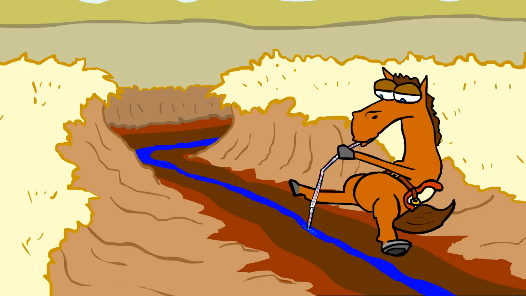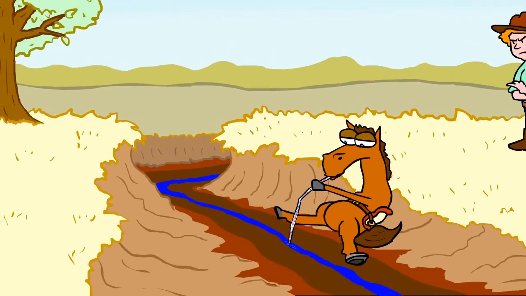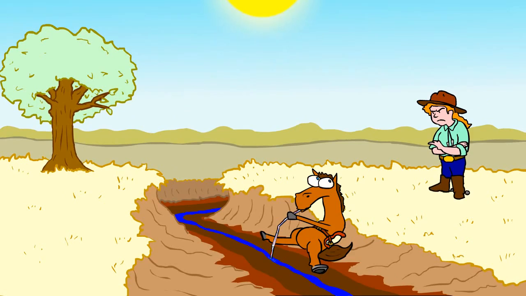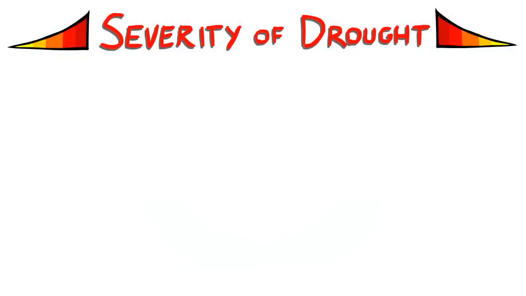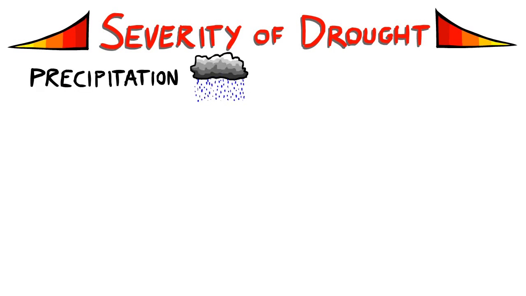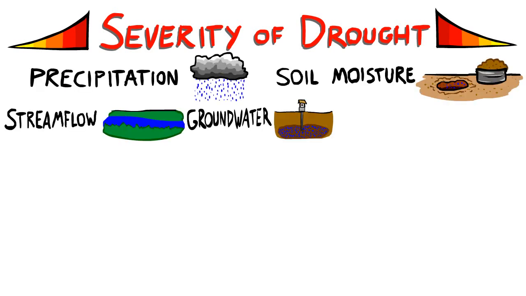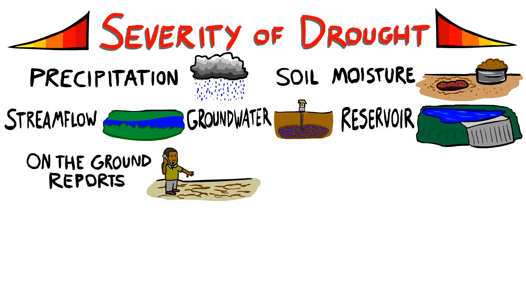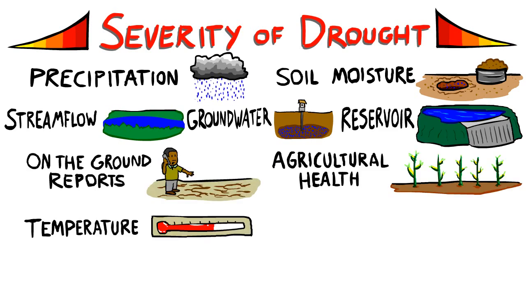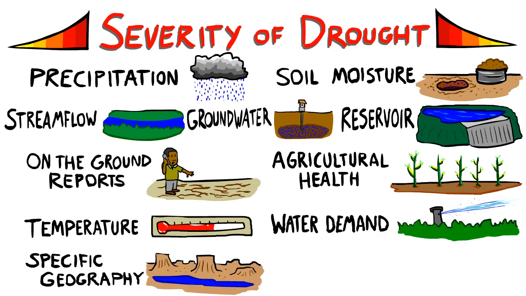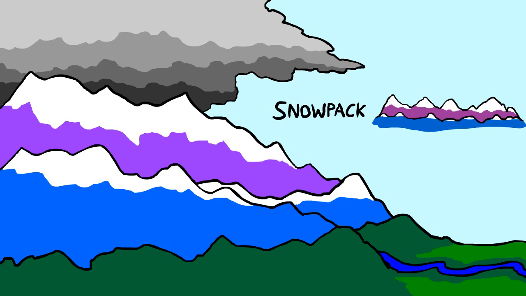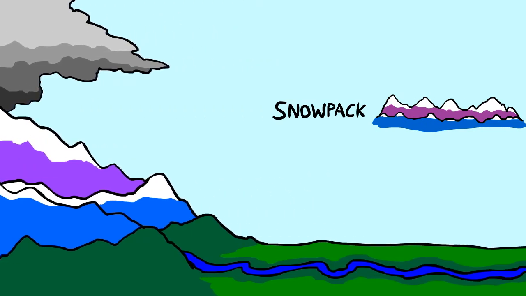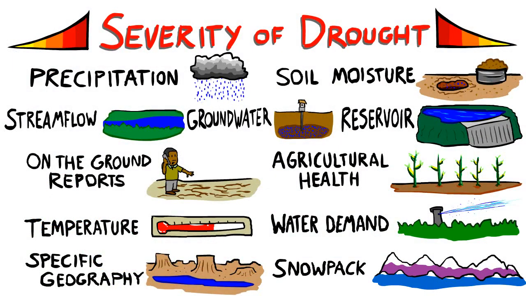At first look, drought seems simple enough. Less water than we need or are accustomed to at a particular place and time of year. But as we dig a little deeper, it gets more complicated. The severity of drought is based on factors such as precipitation, soil moisture, stream flow, groundwater and reservoir levels, on-the-ground reports, agricultural health, temperature, water demand, and specific geography. In some regions, snowpack becomes a critical factor, not only to the surrounding area, but to other downstream regions as well. All elements need to be considered when forming the drought classification.